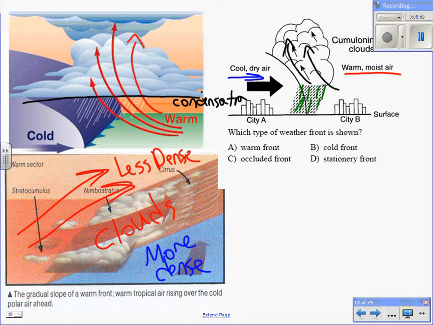So, in terms of the question, which type of weather front is shown? Well, cold air is advancing towards warm, moist air. It can't be a warm front because the warm air is not advancing towards cold. It's not an occluded front because we don't have two cool air masses and one warm air mass. It's not stationary because we can see based on the arrow that it is moving forward. So the best choice would be our cold front.